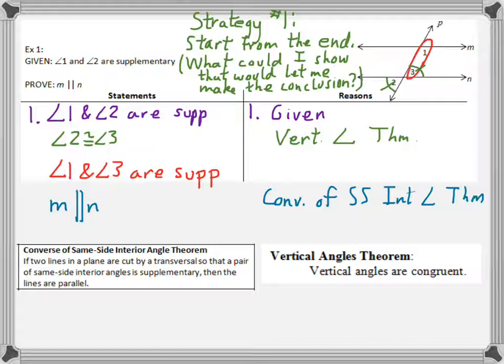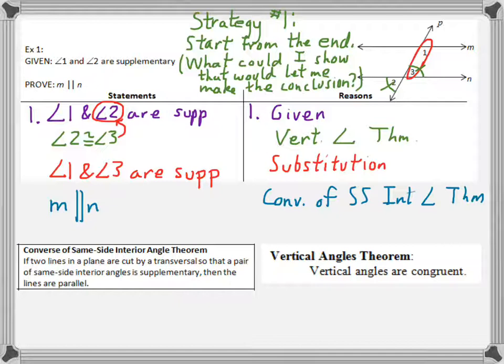Okay, then that gives me enough information to say that angle 1 and angle 3 are supplementary. Specifically because I can substitute angle 3 for angle 2 in that first statement. Because 2 and 3 have the same measure, if 1 and 2 are supplementary, then 1 and 3 must be supplementary as well. So my reason for that step would be substitution.